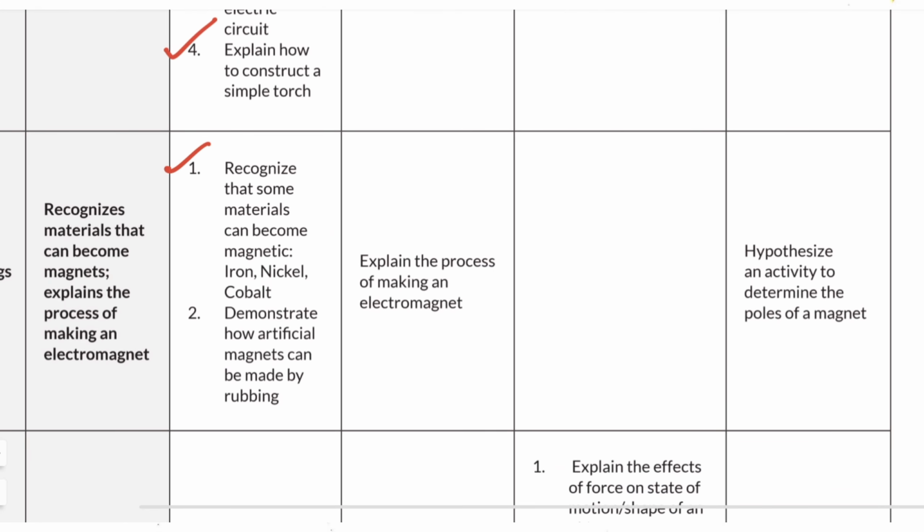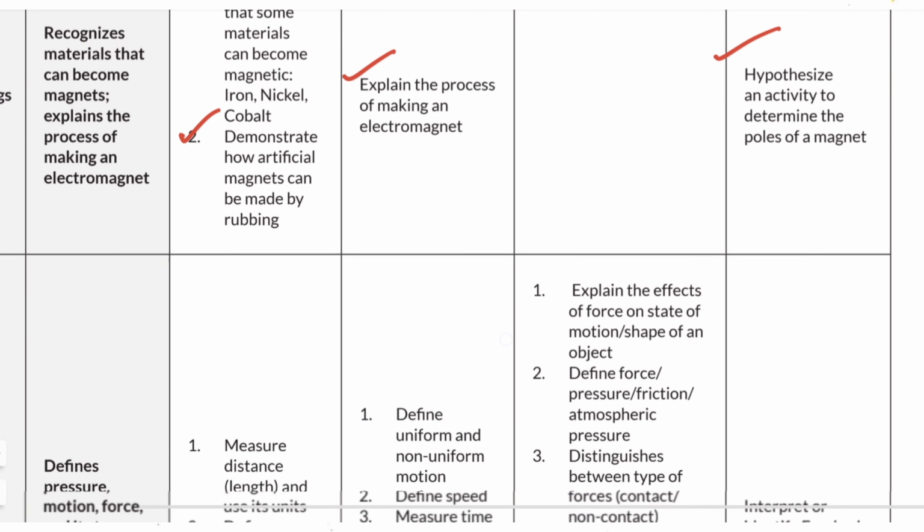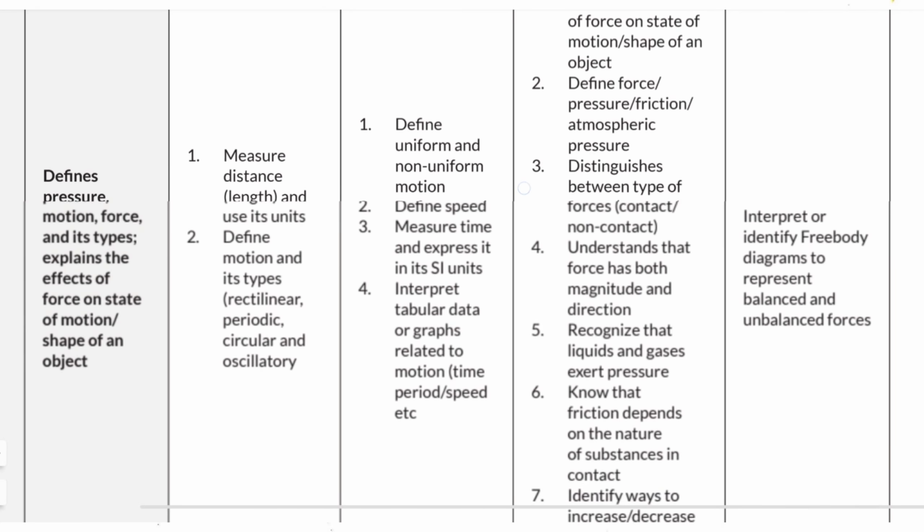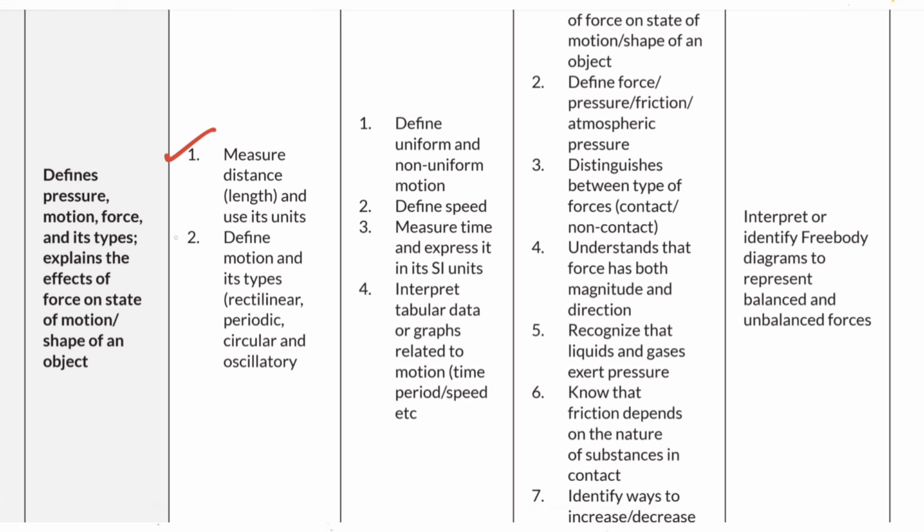Next, recognize that some materials can become magnetic. Demonstrate how an artificial magnet can be made by rubbing. Explain the process of making an electromagnet. Hypothesis and activity to determine the pole of a magnet. Then measure distance and use its unit.